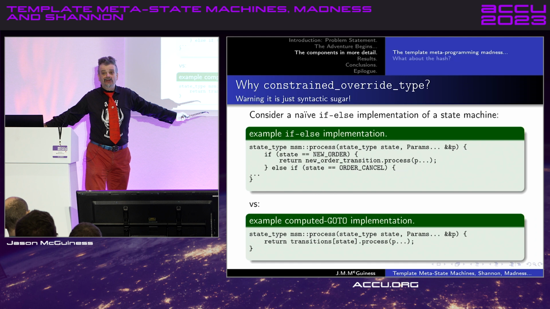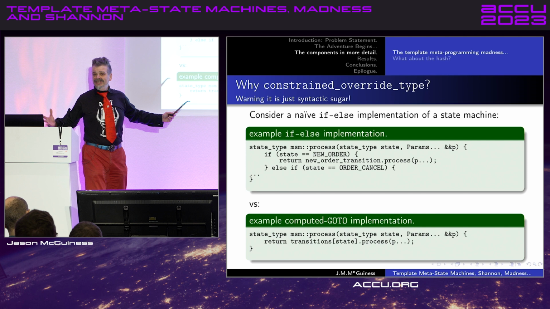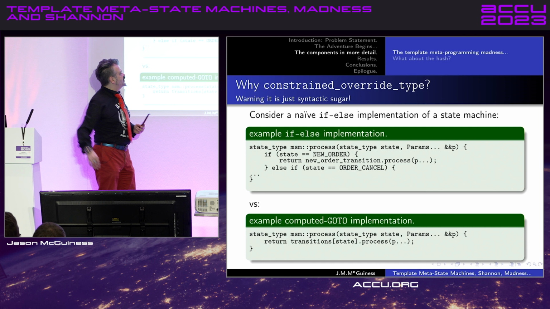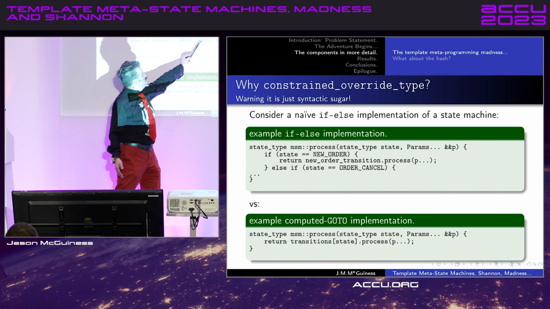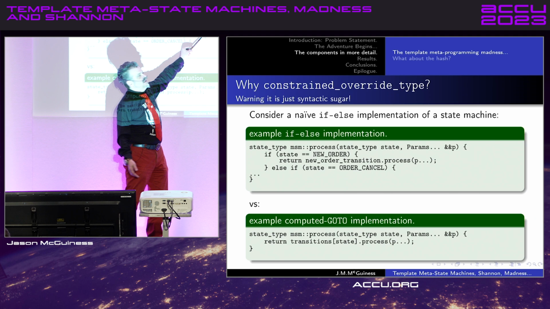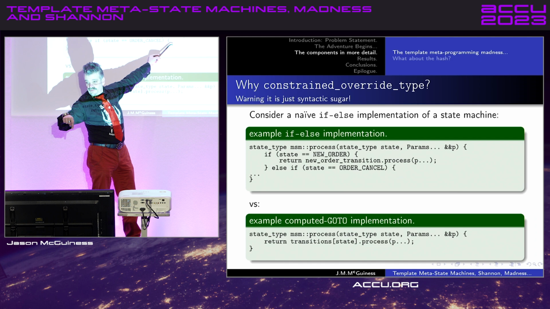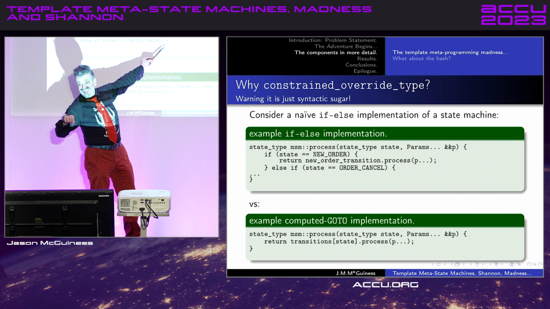Ah, catch 22. You see, if I used if else, what happens with if else? The problem does not occur, because we could see with a naive if else implementation. Here's my state. My state is new order. I call new order transition. I know the type. I know the overload I'm calling, because there it is, and there's the parameters and the type's passed. By the way, forwarding, I missed out all the standard forwards in certain places when they're not relevant. There are other places where they are relevant, very, very, very relevant.